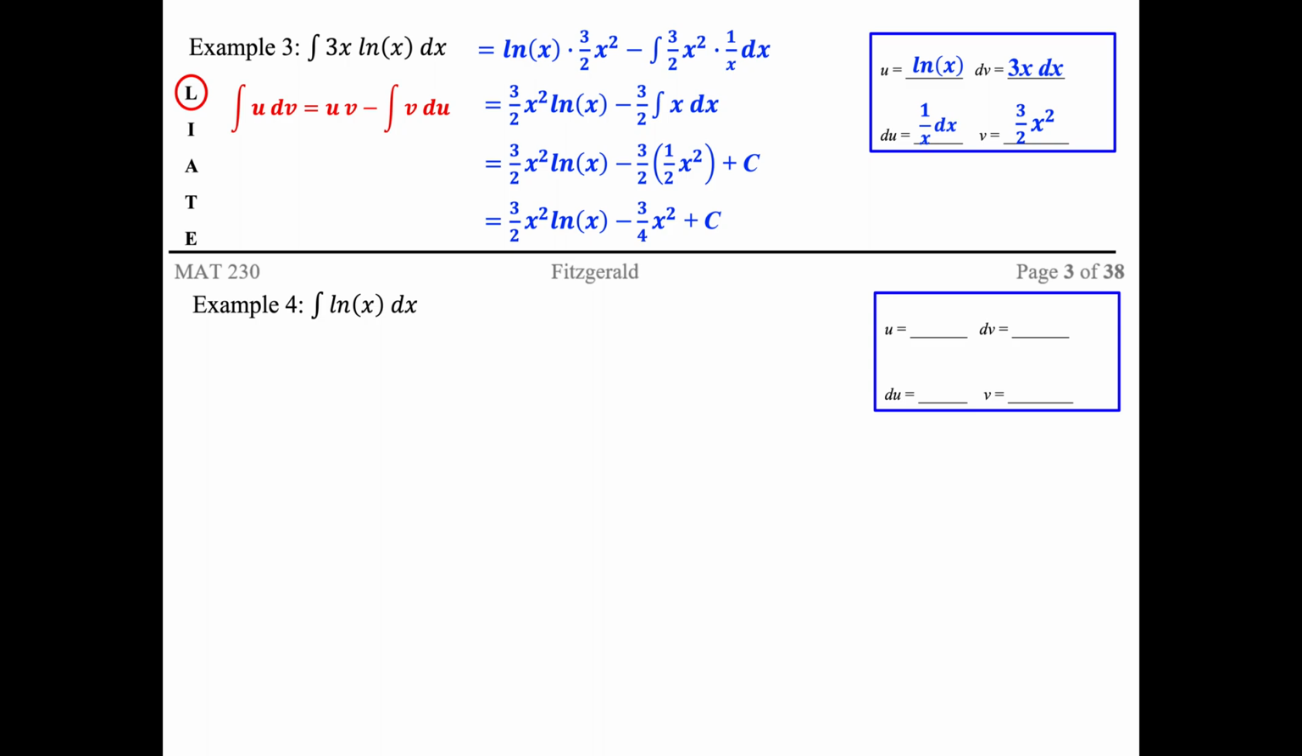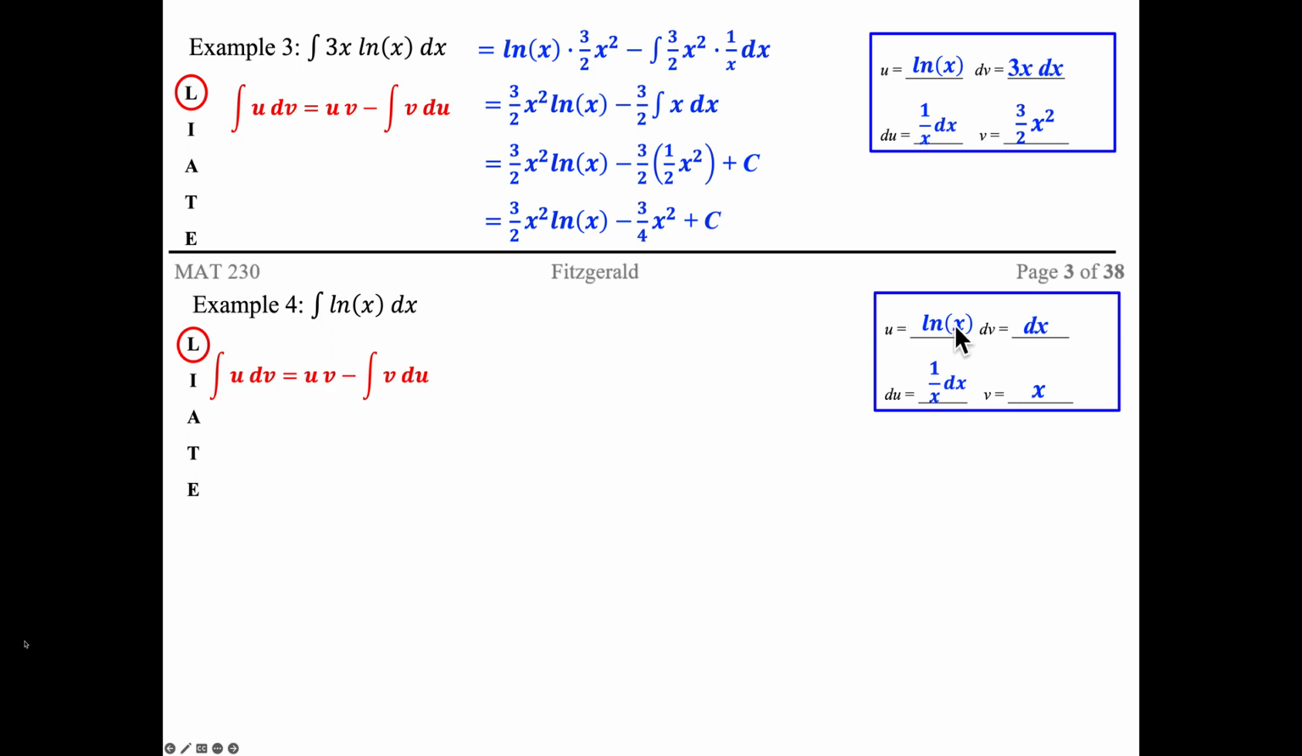Example 4, we want to integrate the natural log of x dx. Well, L is going to be the natural log, that's my u, and just dx will be my dv. For du, take the derivative of that, that will be 1 over x dx. Integrate dx, that will be just x.